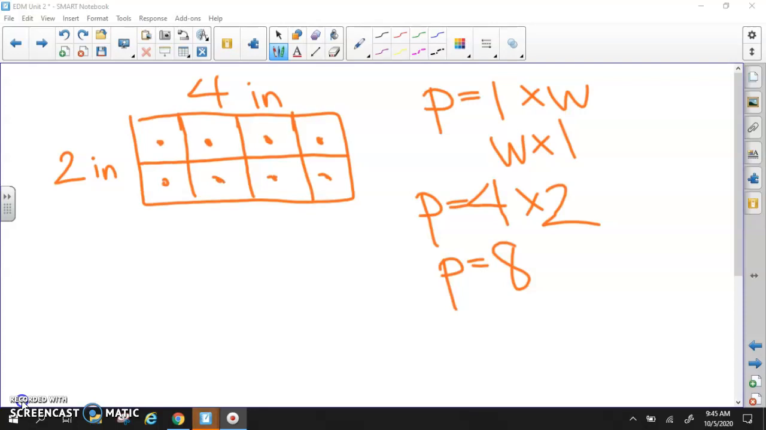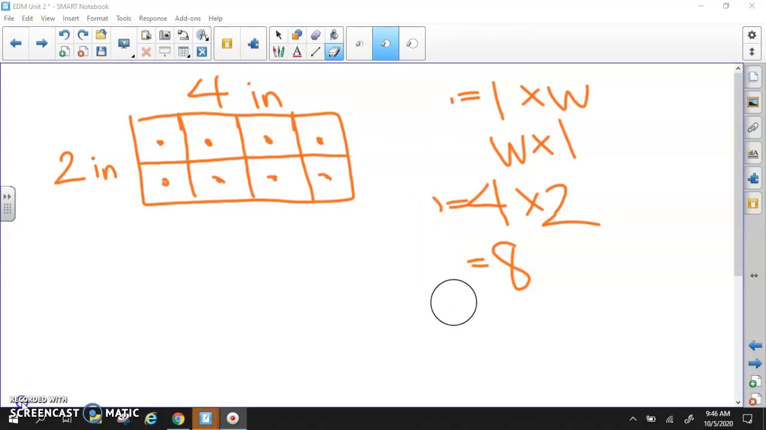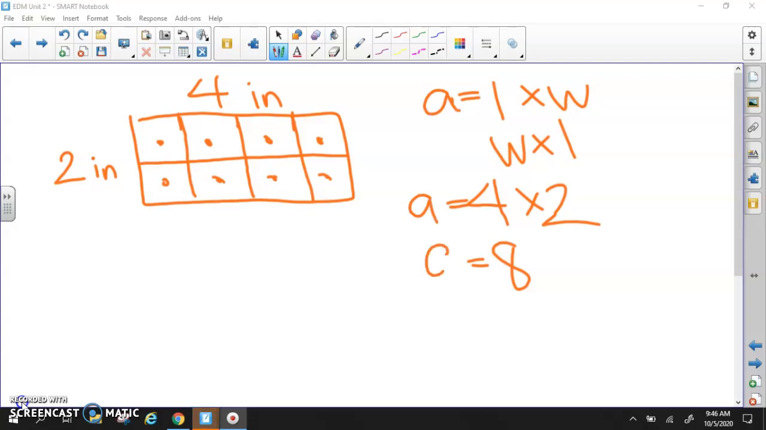Okay. So there's no addition involved today. It's simply multiplication, and here's your formula. Perimeter equals length times width. Yes, thank you for pointing out my mistake, because I, like fourth graders, get those mixed up. It's area equals length times width.